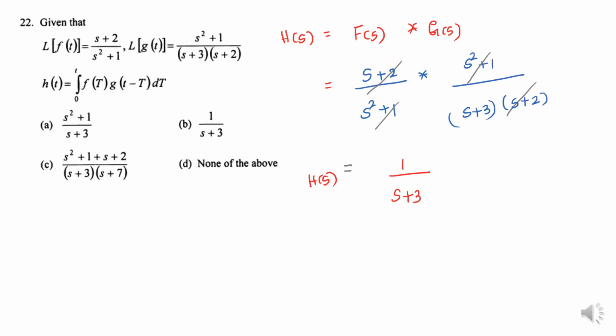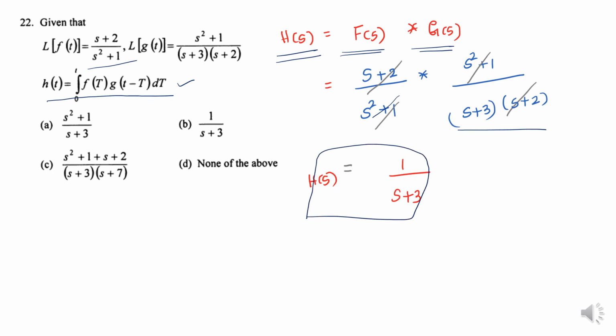Next, given that L of f of t is s plus 2 divided by s square plus 1, L of g of t is s square plus 1 divided by s plus 3 into s plus 2. Here, I am going to find out the value h of s. So, h of t is the convolution of both the signals. So, how to find out h of s is convolution of f of s and g of s. F of s is directly given s plus 2 divided by s square plus 1 and g of s is s square plus 1 divided by s plus 3 into s plus 2. Now cancelling both, I'll get h of s is equal to 1 by s plus 3. Option B is the correct answer.